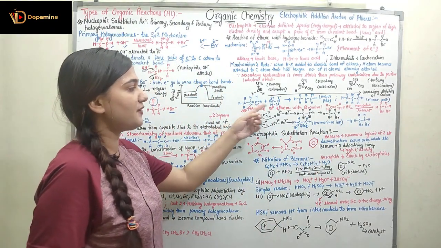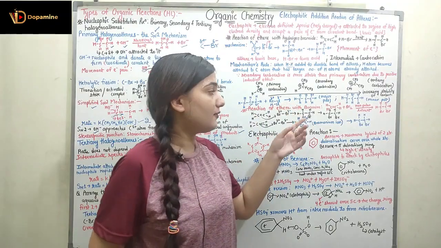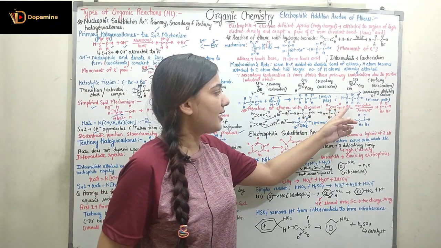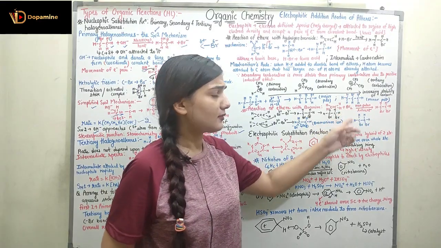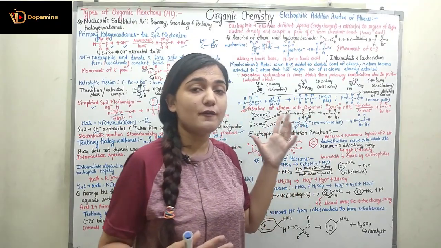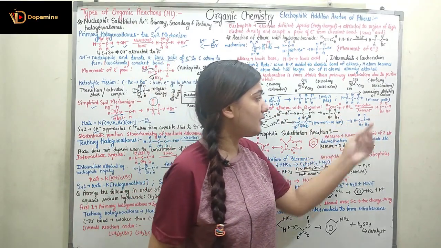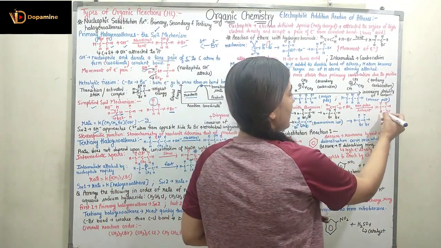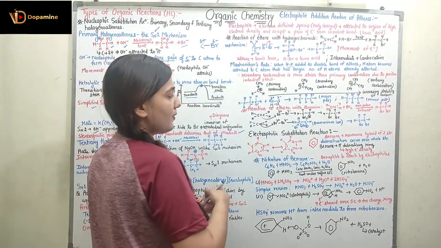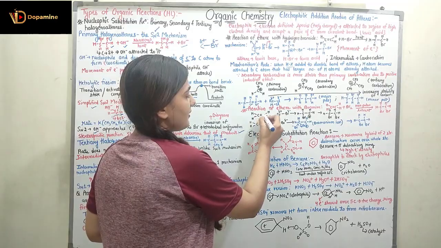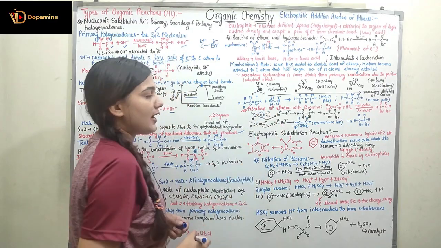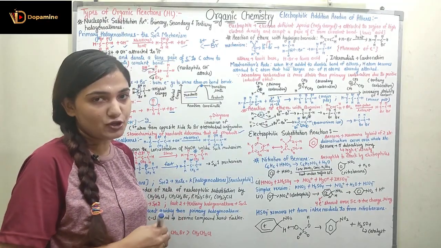Now coming to the reaction of ethene with bromine. When I have ethene, CH2 double bond CH2, plus Br2, we use a non-polar solvent, and here you will get CH2Br, CH2Br. Now what happens over here? We have the sigma cloud and the pi cloud at the double bond, so at the double bond we have more electron density.